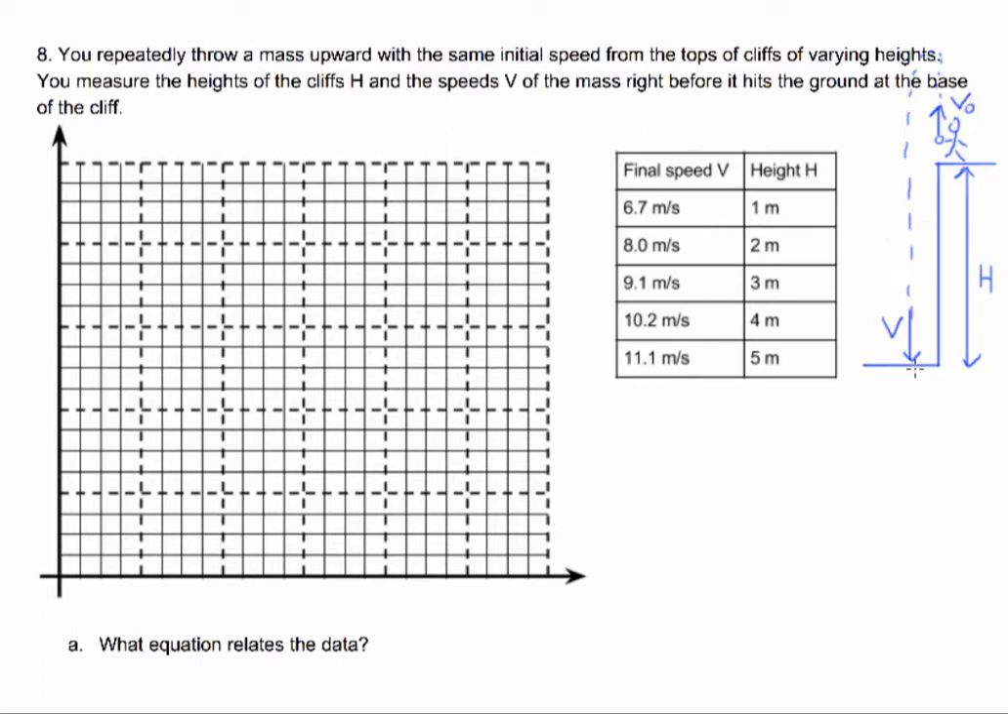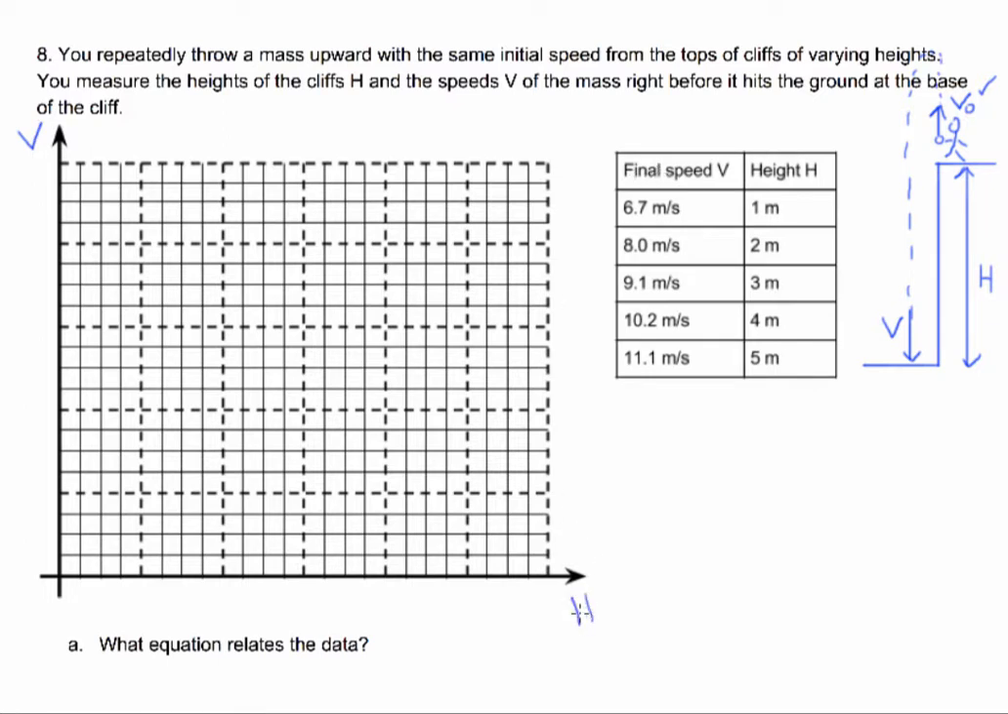You measure the final speed right before it hits and the height of the cliff you threw it from, keeping this initial speed constant. You took your data, you throw it from a height of 1 meter with that initial speed, and it goes pretty fast when it hits the ground. And the higher you throw it from, obviously, the faster it's going to be going right before it strikes the ground. Here's your data.